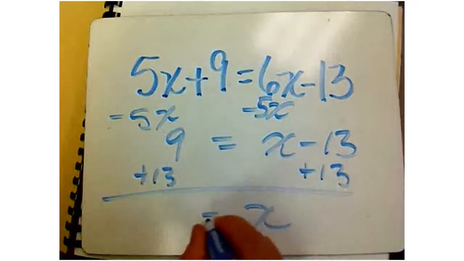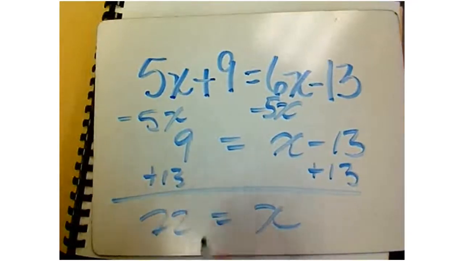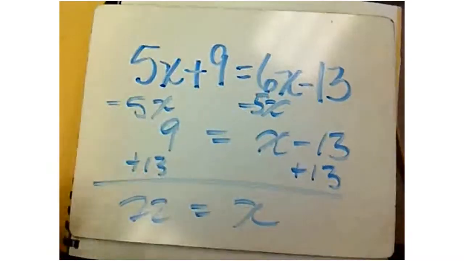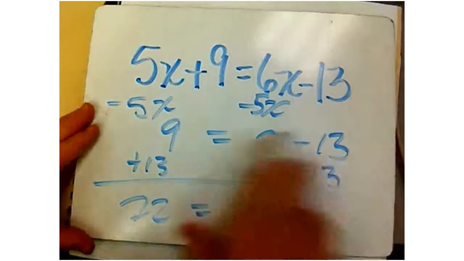X is just going to equal 22. Done, right? That's all they wanted to know, just what the x value was. So you're good to go there. Okay? All right? So what do you think about this section?